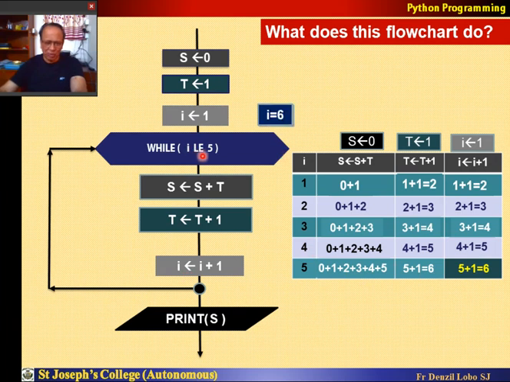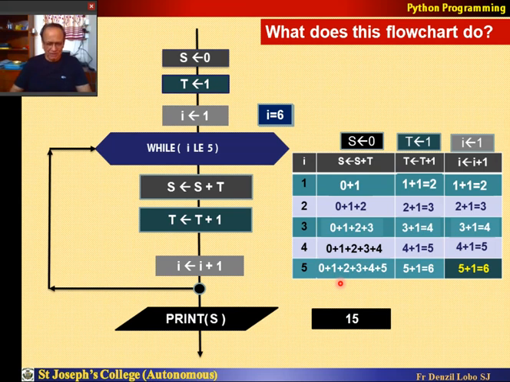So the loop is broken. It comes out, and what is it going to print here? It is going to print the S value, that is 1, 3, 6, 10, 15. It is going to print 15 because that is the sum of all these terms. So now the question is, what is this flowchart representing? That is the question you need to ask.